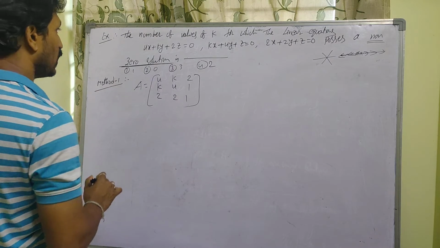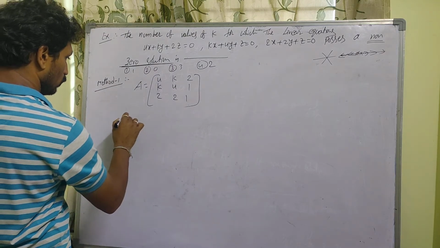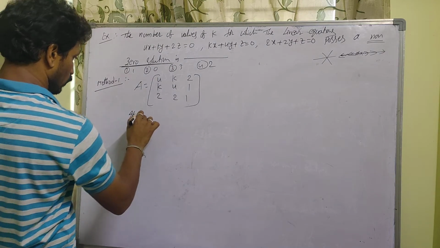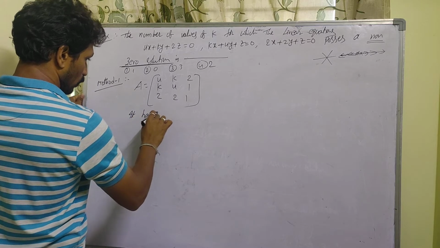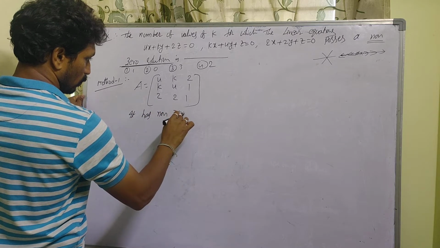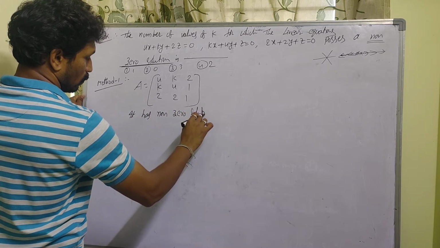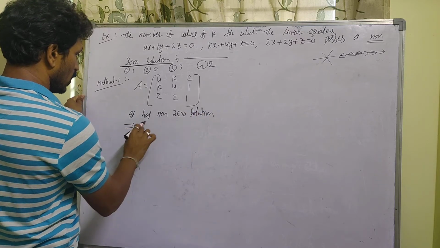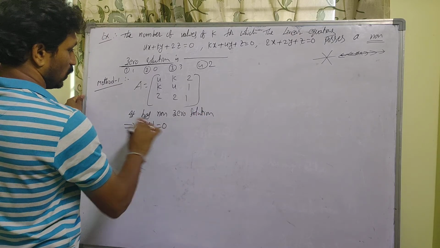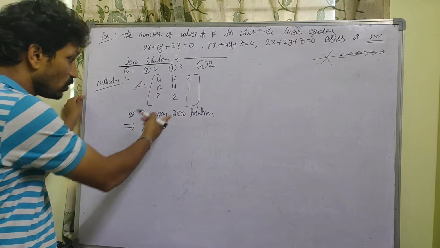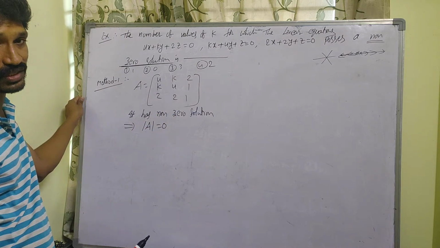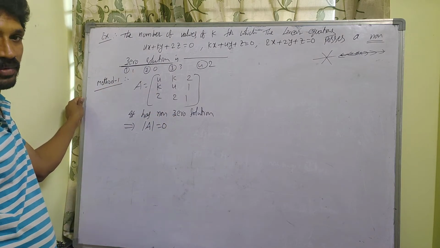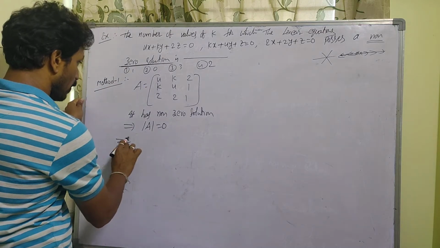Since it has a non-zero solution, so what can you say? That AX is equal to 0. Non-zero solution means it has infinitely many solutions. Infinitely many solutions means the determinant is equal to 0. So expand it directly.